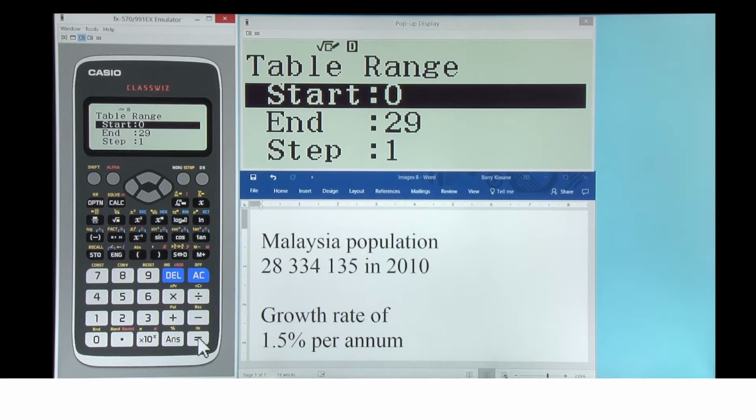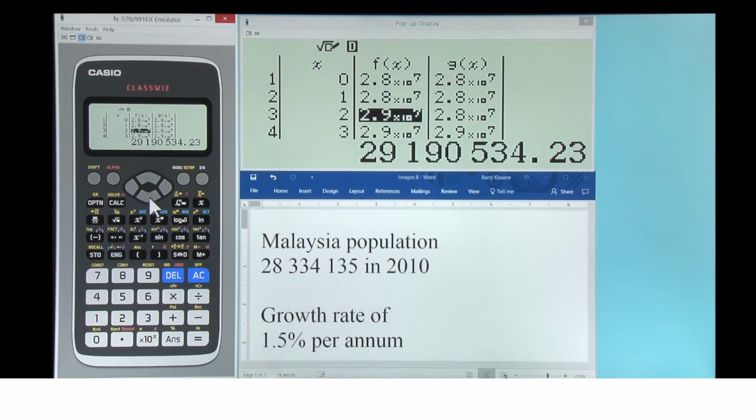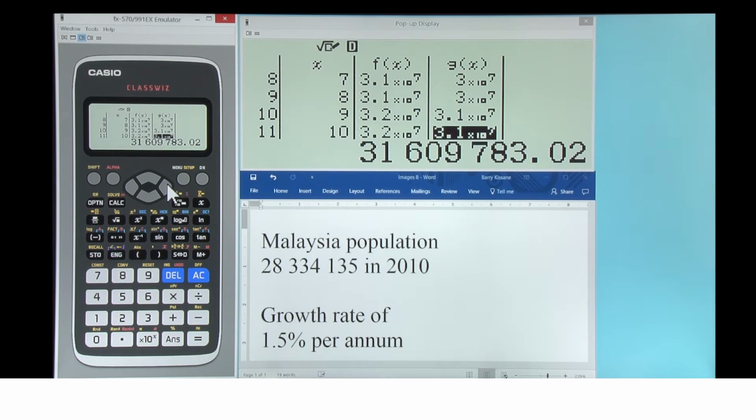And now we'll use the same values. And the first column now shows the model for a growth rate of 1.5%, and the second column shows the 1.1% model. So let's look down here. Say after 10 years, the original model predicts 32.8 million people, and the other model predicts only 31.6 million people.